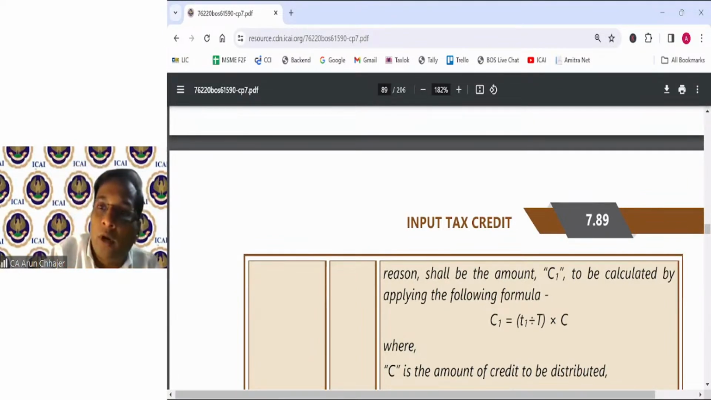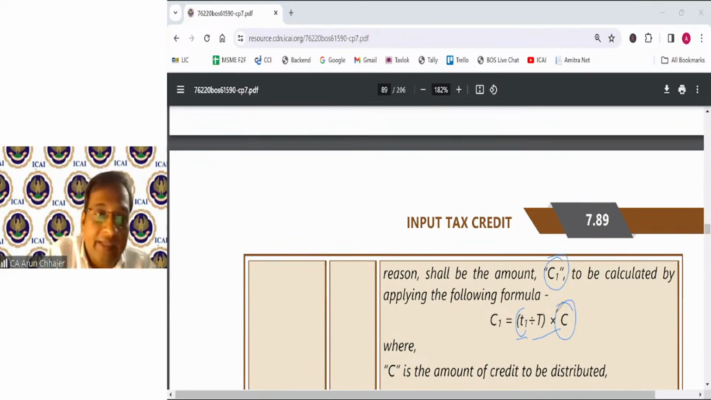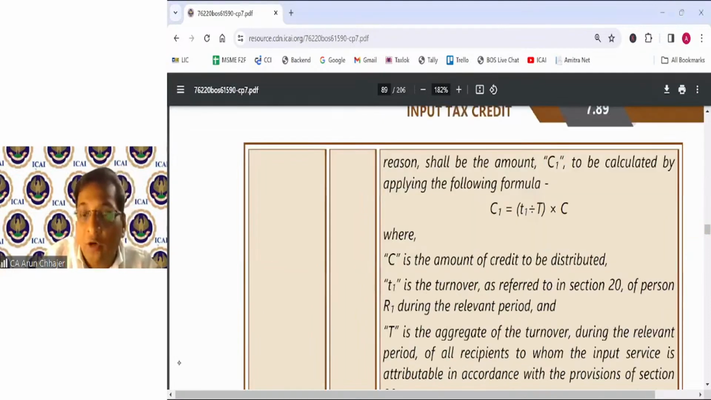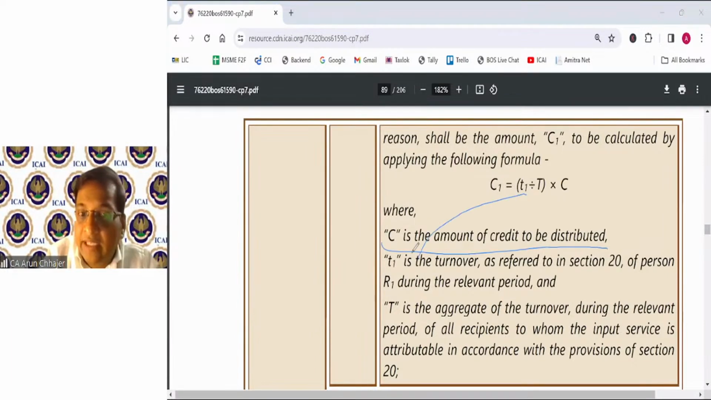They have given the formula. What is the formula? The formula is C1 = C multiplied by T1 divided by T. T means turnover, total turnover of all the recipient. T1 is the turnover of the recipient to whom the ITC is to be distributed, and C is the total amount of the credit which needs to be distributed. C is the amount of the credit which needs to be distributed, and T1 is the turnover as referred in section 20 of person, that is R1, during the relevant period. And T is the aggregate turnover of all the recipient to whom the ITC of input service is attributable in accordance with the provision of section 20.